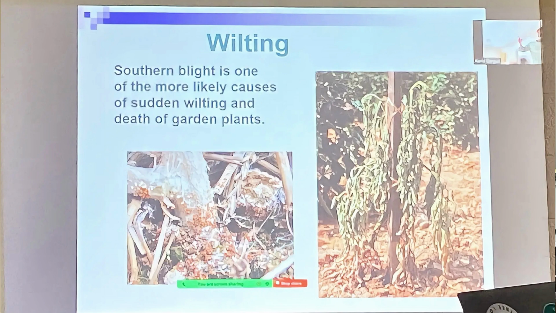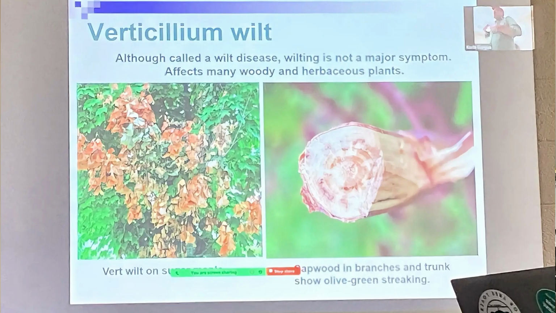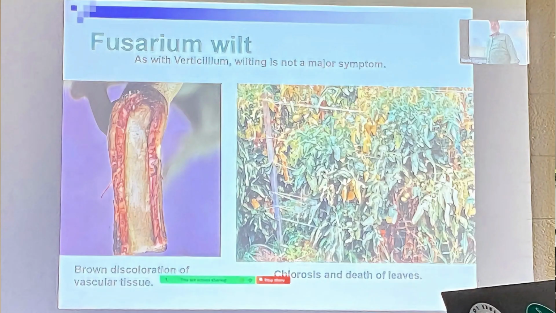Wilting. Southern blight is one of the more likely causes of sudden wilting and death of garden plants. Verticillium wilt. Although called a wilt disease, wilting is not a major symptom. Affects many woody and herbaceous plants. Fusarium wilt, as with Verticillium wilt, wilting is not a major symptom. Brown discoloration of vascular tissue and chlorosis and death of leaves.